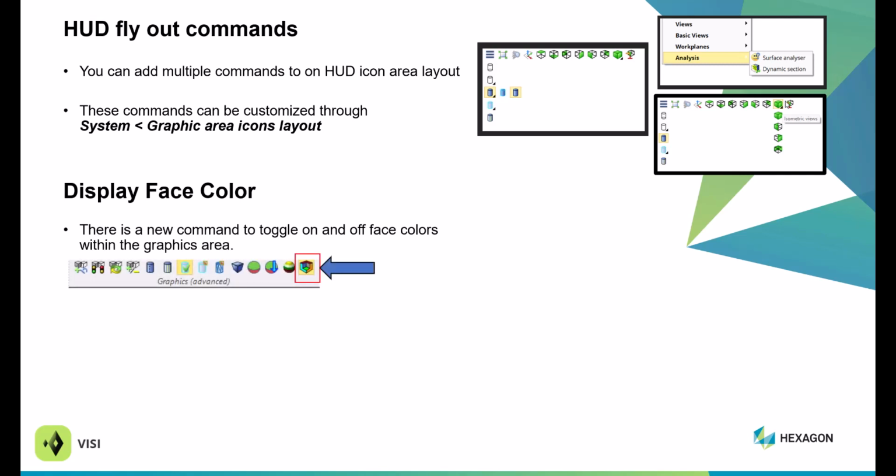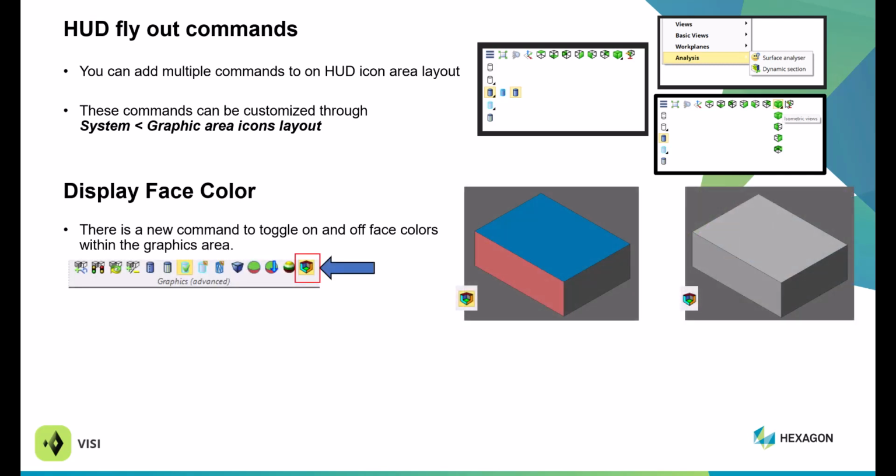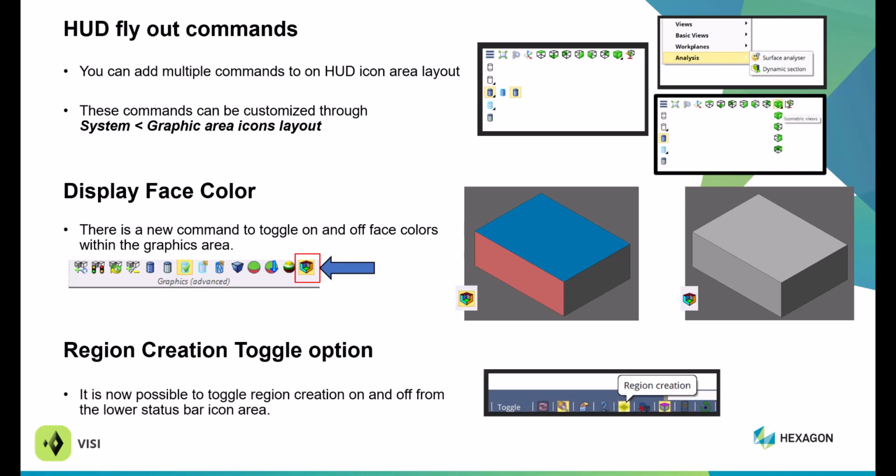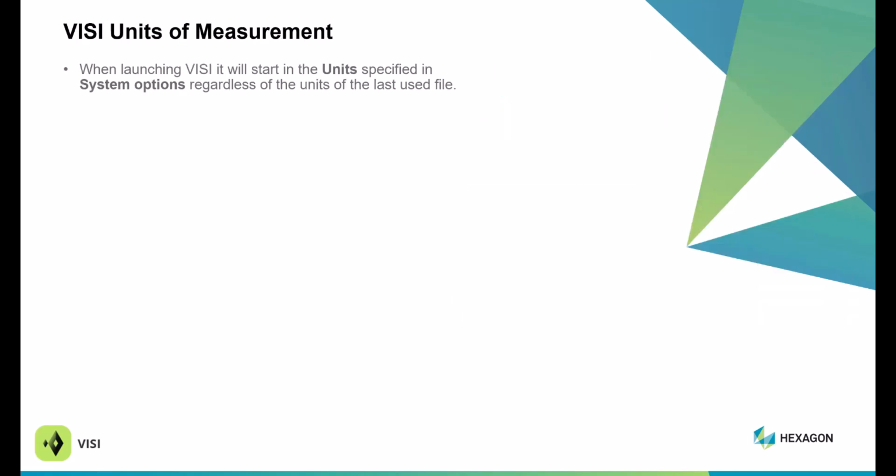There's a new toggle switch button called display face color. This will allow you to toggle on face colors and toggle them off as well. And there's a new toggle switch button for the region creation. You can toggle this on and off to be able to view closed areas on the workplane. The Visi units of measurement are actually going to be saved with your default measurements, not the last file used.